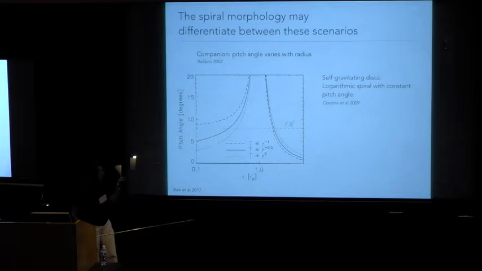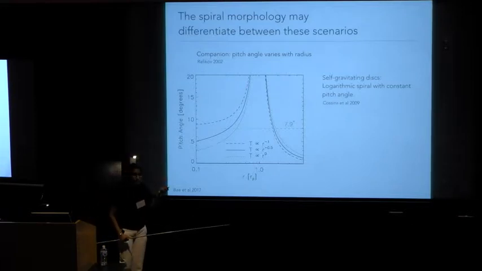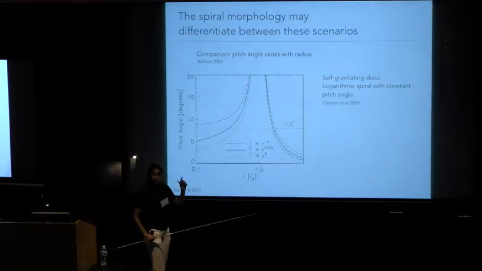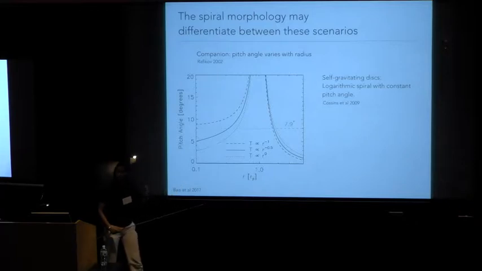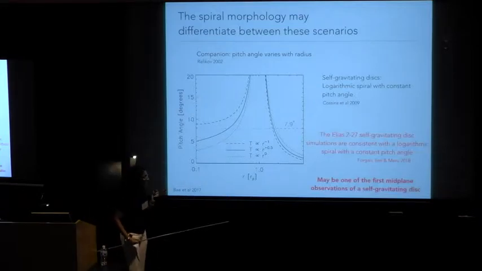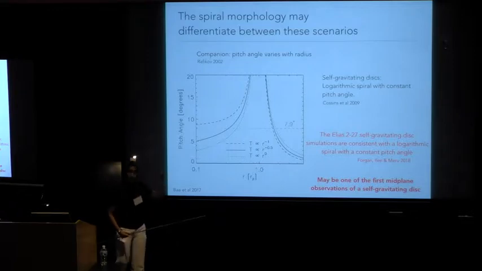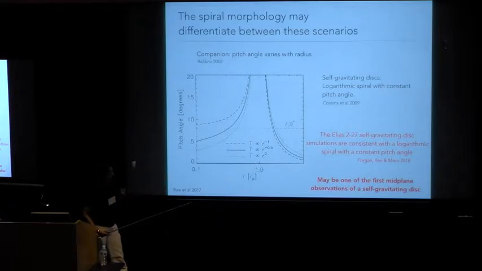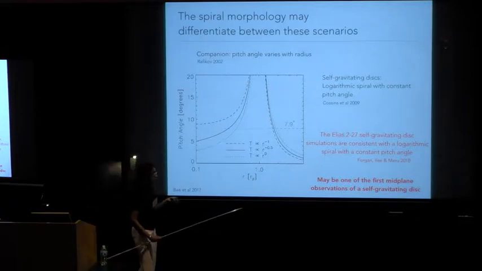But on the other hand, we also know from self-gravitating disk simulations by Peter Cousins that the spiral arms in these disks are in fact well described by a logarithmic spiral with a constant pitch angle. So what we did in this paper with Duncan Falcon was to look at those simulations that I presented on the previous slide, and try to understand whether those were in fact logarithmic spirals with a constant or a varying pitch angle, and they were indeed.